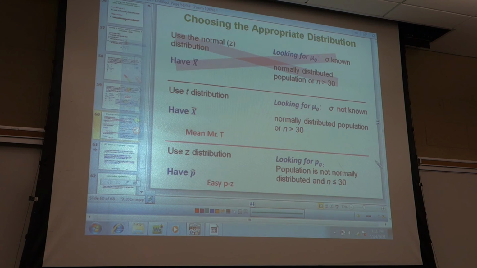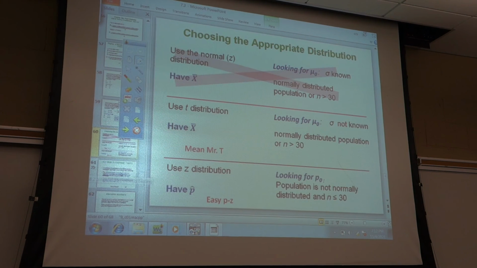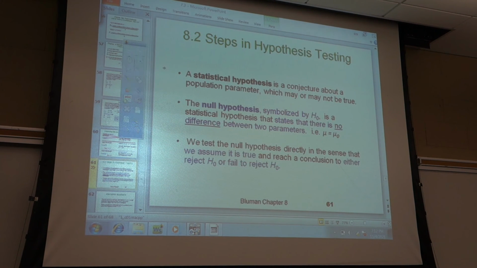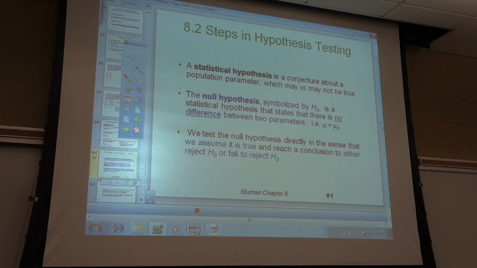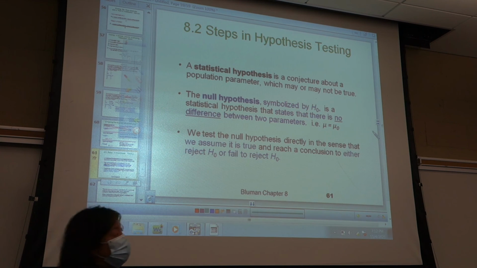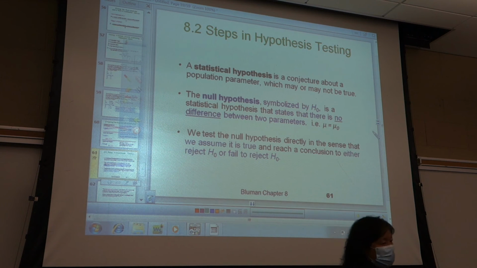All right. So now we're done with that packet. We're going to take a look at your chapter 8 packet that you just got. We're going to look at a couple things in here very quickly. First of all, a hypothesis is a conjecture about a population parameter which may or may not be true. The null hypothesis, symbolized by H naught, states that there's no difference between two parameters. In other words, they're equal.